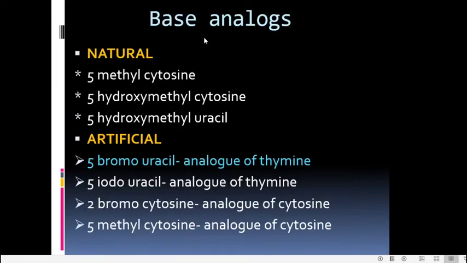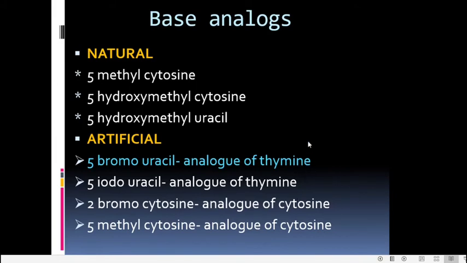The third mechanism by which substitution mutation takes place is the binding of base analogues. Base analogues are derivatives of normal bases, and their molecular structure is somewhat similar to that of their normal counterparts. We will go through some of the base analogues. The natural base analogues are 5-methyl cytosine, 5-hydroxymethyl cytosine, 5-hydroxymethyl uracil, etc. There are some artificial base analogues also. That is 5-bromouracil, which is analogous to thymine, 5-iodouracil, which is again an analog of thymine, and 5-methyl cytosine and 2-bromocytosine, which are analogues of cytosine.